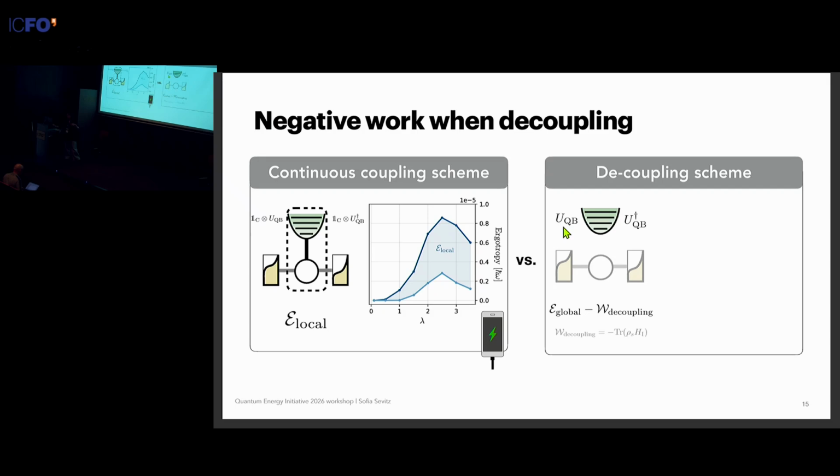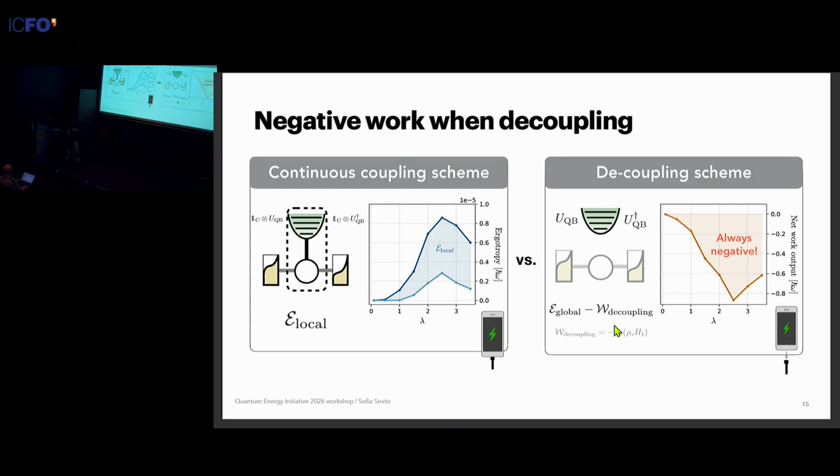So now, the unitaries are applied only to the quantum battery. Our figure of merit is the global ergotropy that I was talking about before, but we have to be careful now because there's an energy that we pay when we decouple. As opposed to before, where we didn't decouple, we don't have to pay this energy. If we compare the local situation of continuous coupling with decoupling, paying the price, and seeing what we get out, we see that it's always negative. So what it tells us is that we always pay more than what we get when we have to decouple, as opposed to the continuous coupling scheme, which at least is positive. It's small, but it's positive, so at least we gain something.